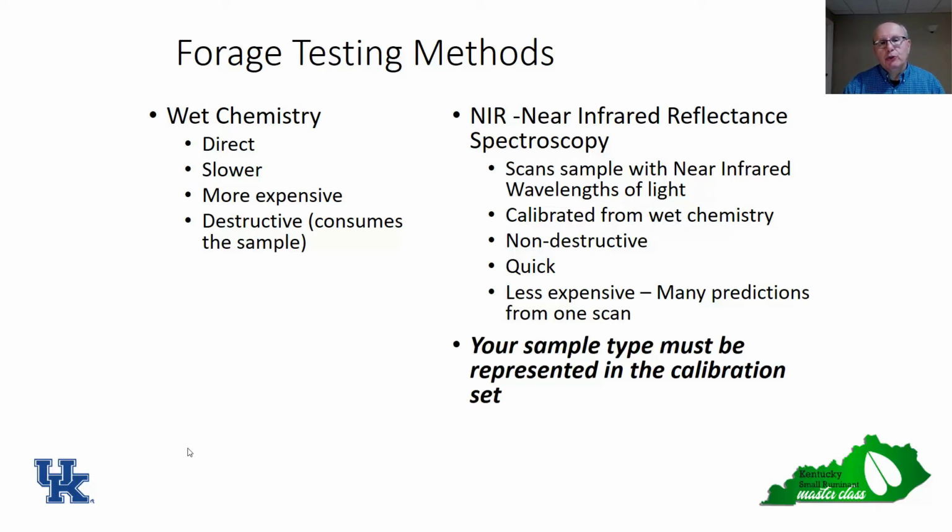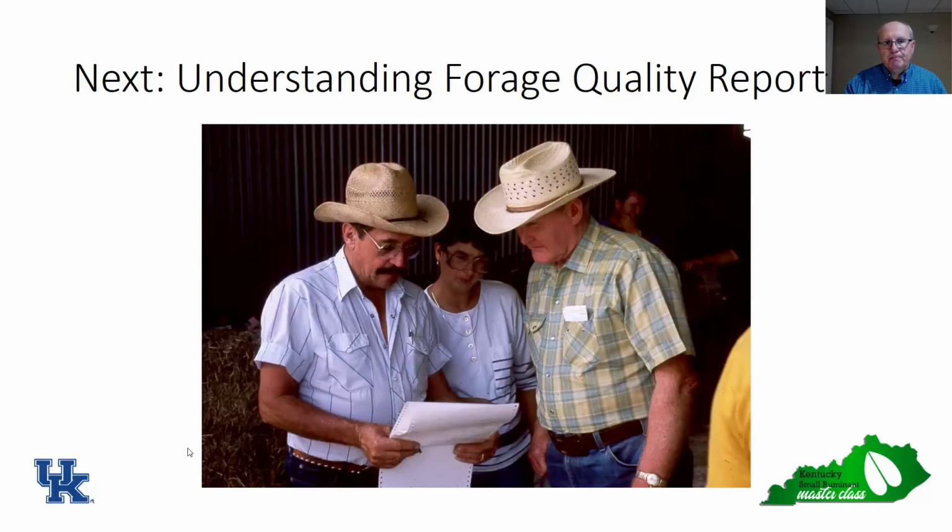Very important to the accuracy of NIR is the fact that your sample type must be present in the calibration set that was used for that particular instrument. And labs have a way of knowing whether that is true or not as they scan your sample. And again, certified laboratories are going to predict samples accurately.